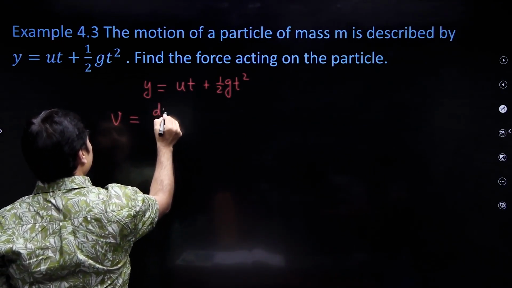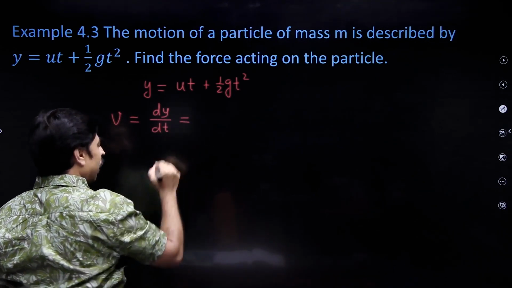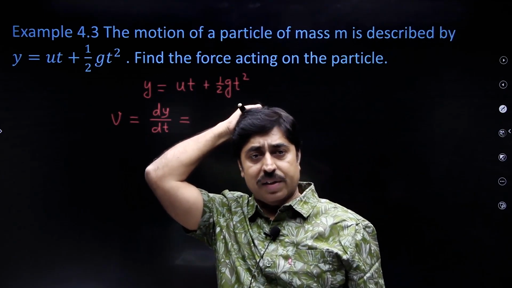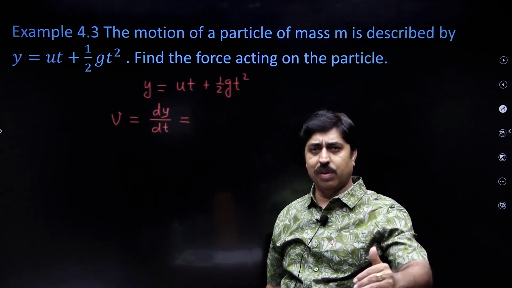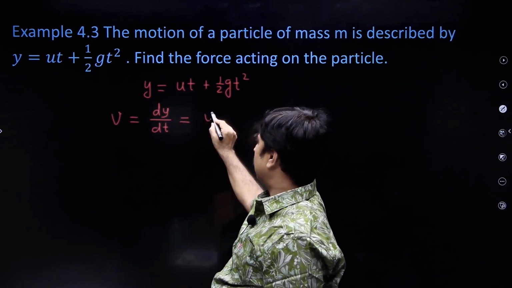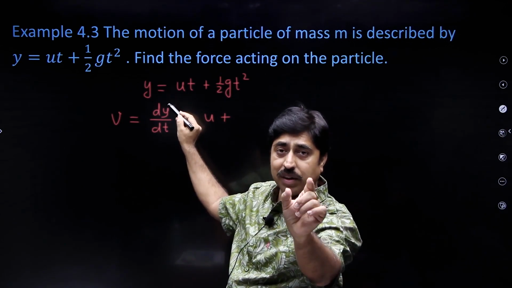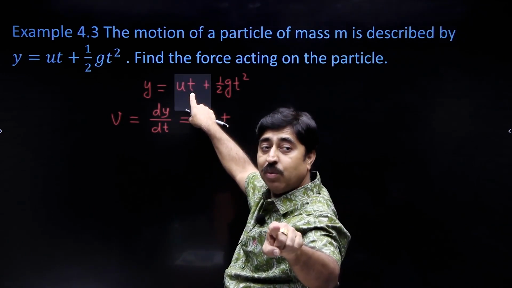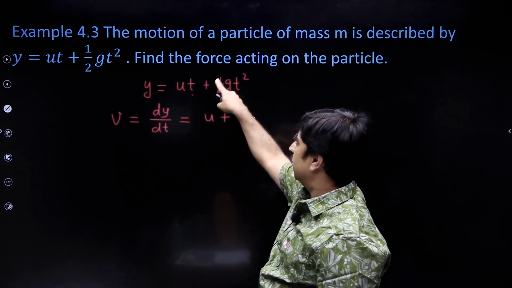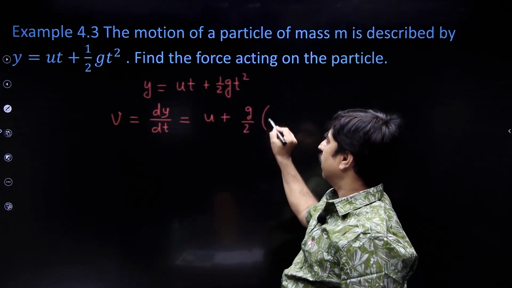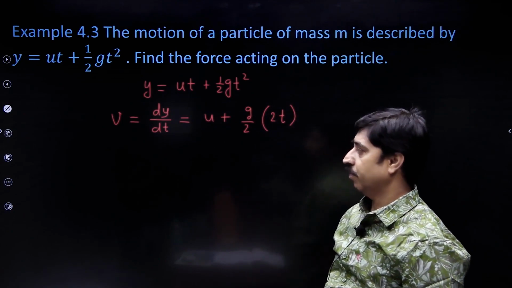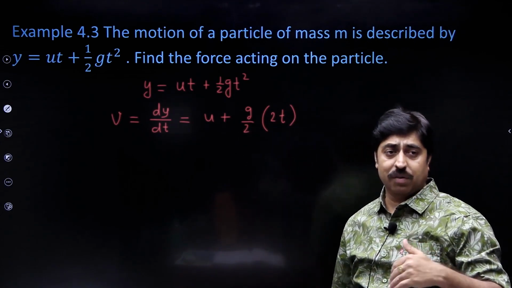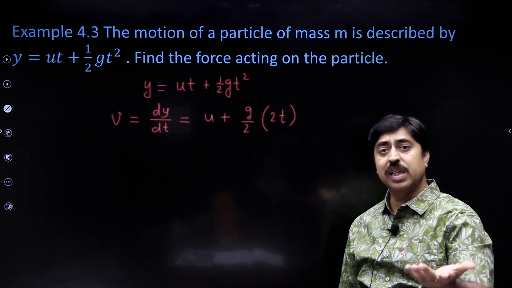If you do dy by dt, that means rate of change of y coordinate with respect to time, what do you get? You get velocity of the particle. A particle is traveling on y axis, its y coordinate is changing with time according to this equation. Find dy by dt, and this is nothing but, I hope you know this, u is a constant, it is placed outside the differentiation sign. Differentiation of t with respect to t is 1, and g by 2 is also a constant, and differentiation of t square with respect to t is 2t. So velocity of the particle is dependent on time. It is not independent of time. It is not constant. It is changing with time.